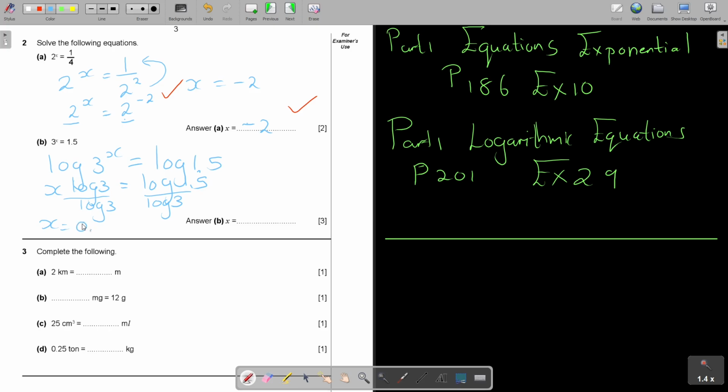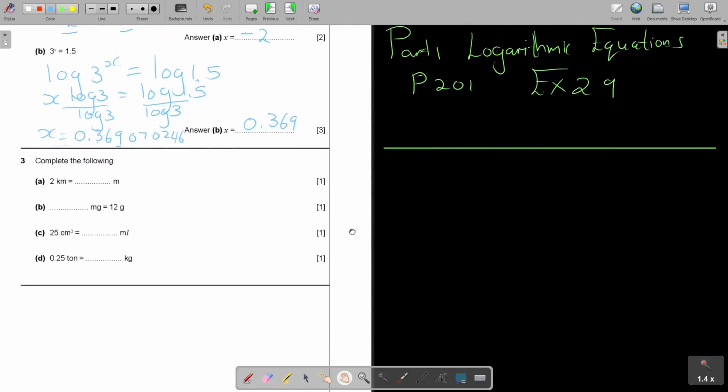So it's 0.3690700246. Now I can go for 1, 2, 3. So it's 0.369. Don't forget to always first write your full calculator display. Okay. Then I go for the next one.